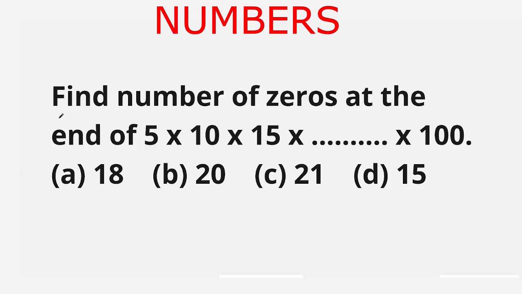Our question is, find the number of zeros at the end of 5 multiplied by 10 multiplied by 15 multiplied by up to 100. The given options are option A 18, option B 20, option C 21, option D 15.